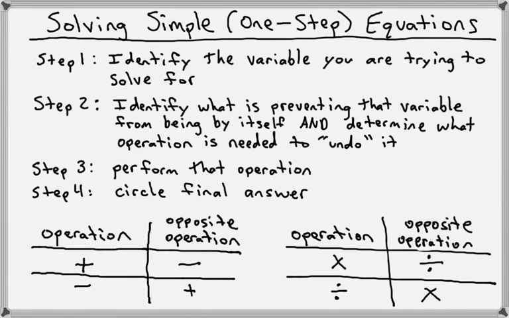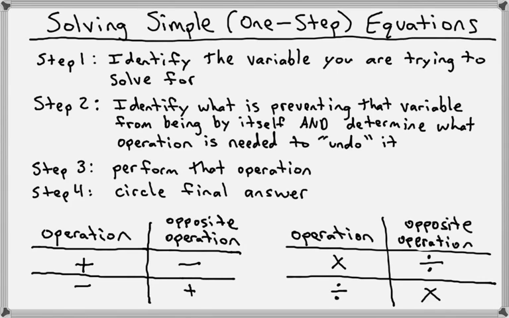Step 2, identify what is preventing the variable from being by itself, and we have to determine what operation is needed to undo it. Step 3, we will perform that operation. Step 4, we will circle our final answer.